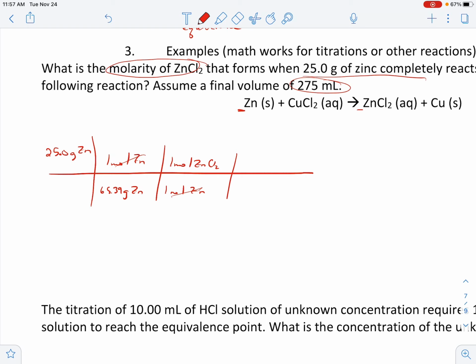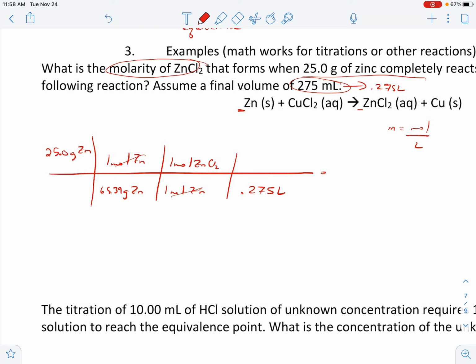And we know our final volume is 0.275. So according to our molarity equation, molarity equals moles over liters. If I just divide by liters here, 0.275 liters, all I did was convert that to liters, right? Then I would have my molarity, which is what it's looking for.